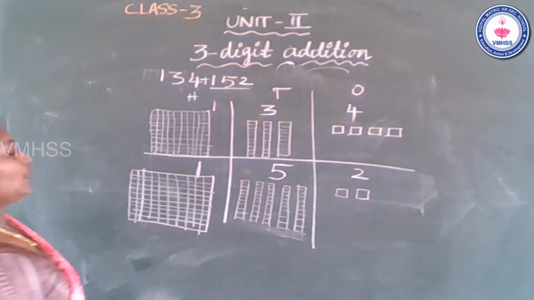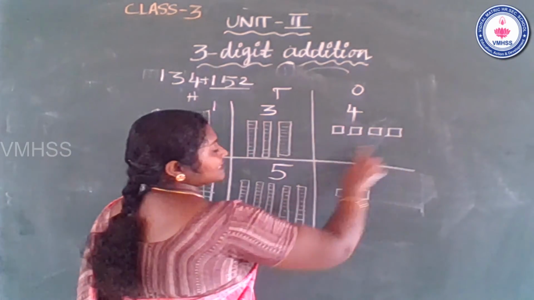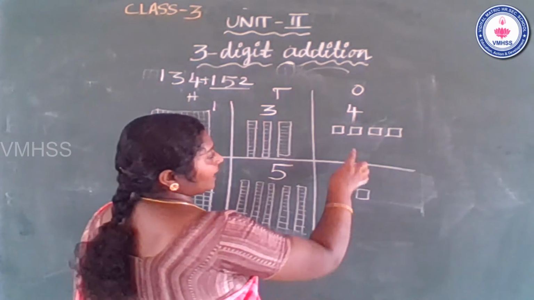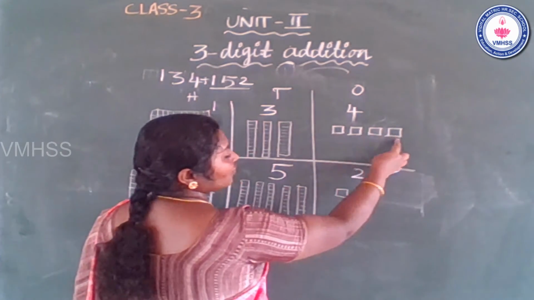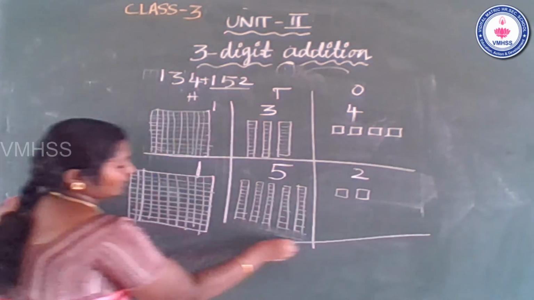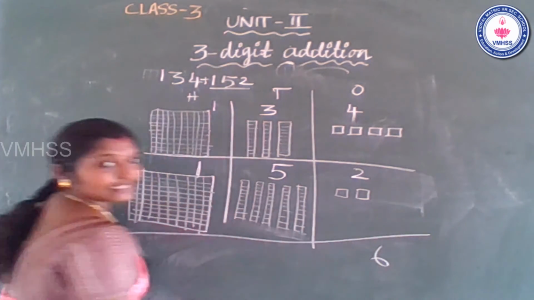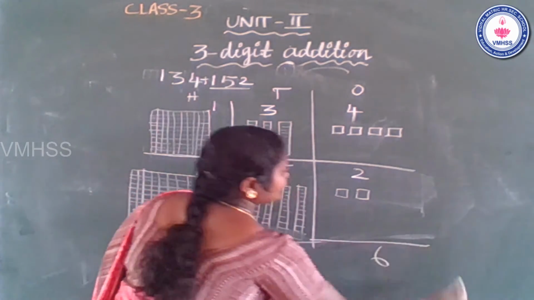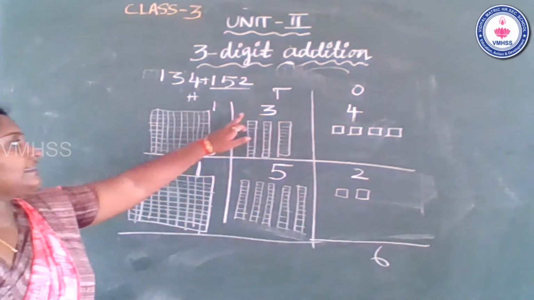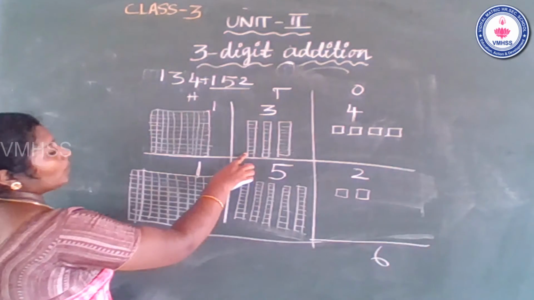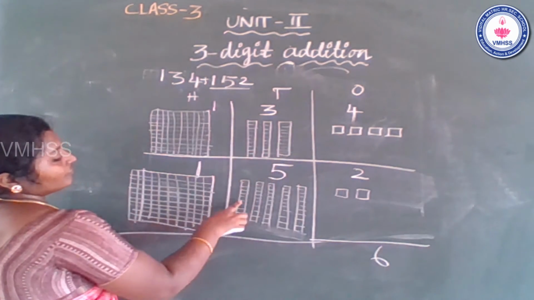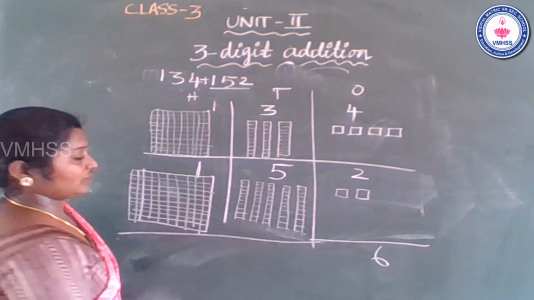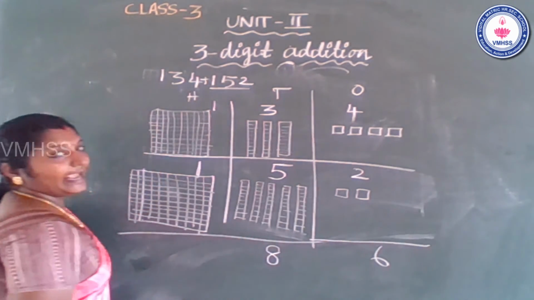Okay, so 4 blocks are there. 1, 2, 3, 4. So adding now. Okay, 1, 2, 3, 4, 5, 6. Okay, so 6. Okay, students. So we get the answer as 6. So second one, 3 plus 5. So 1, 2, 3, 4, 5, 6, 7 and 8. Okay, so next answer is 8.